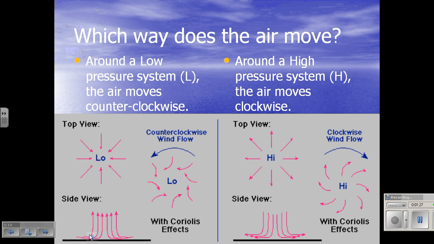In low pressure, this is where the area down here at the bottom is warmer, and so we have our warm air rising. Here we have our cool air that's heavier, and so it's descending.